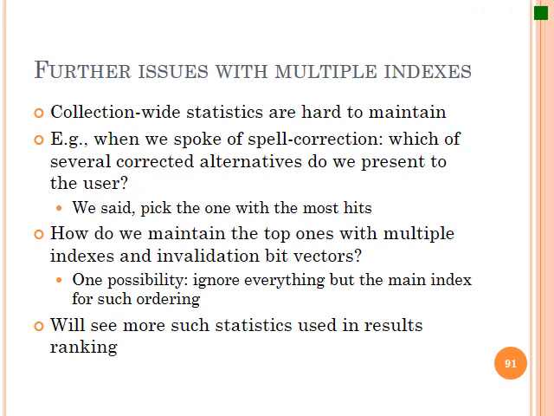Okay? So how do you maintain the statistics with multiple indices and an invalidation bit vector? Well, one possibility is to ignore everything but maintain the main index for such purposes. In other words, you're using the main index as your sample. You are assuming that the statistics that you collect from the main index represent the whole set of indices. Okay, that's the idea. So we will see that such statistics will be used in results ranking later on when we talk about ranked retrieval. Okay.